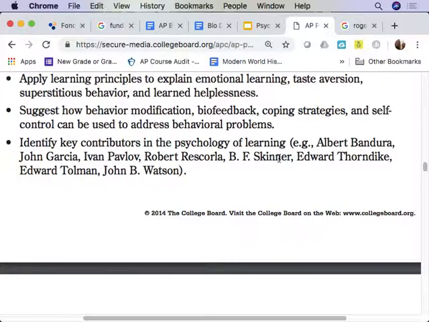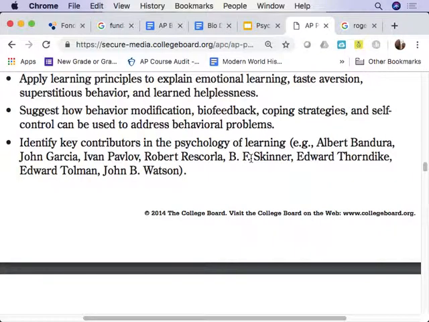If you reward behavior, it increases. If you punish it, it decreases. Okay, so then that lays the foundation for Skinner, because Skinner is going to be the one that comes up with operant conditioning and the schedules of reinforcement.